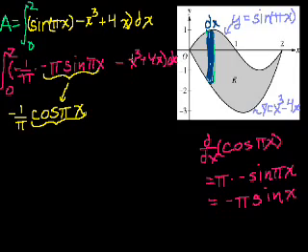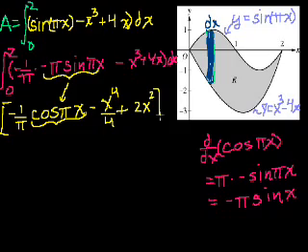And then these are a little bit more straightforward. So minus, the antiderivative of x to the third is x to the fourth over 4. X to the fourth over 4 plus the antiderivative of this is 4x squared over 2, or you could just view that as 2x squared. And then we're going to evaluate that at 2 and at 0.